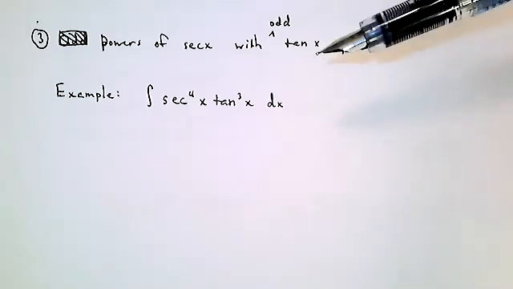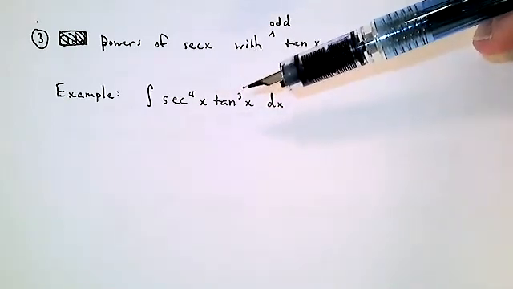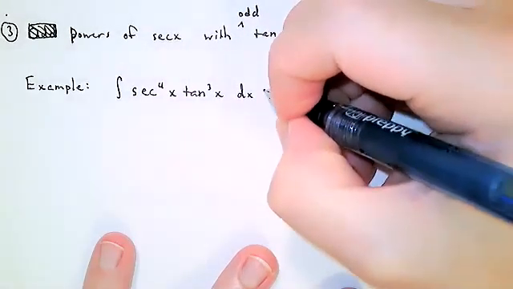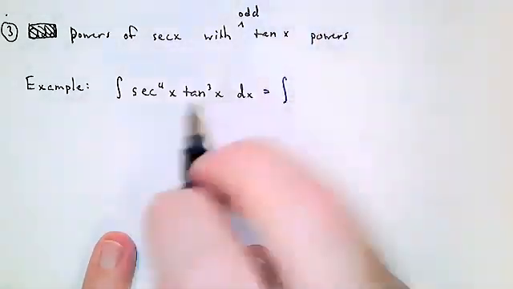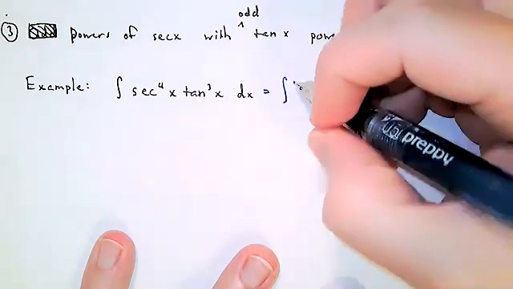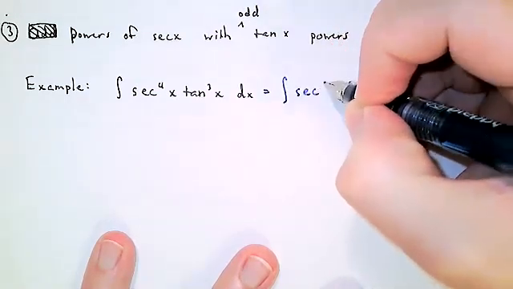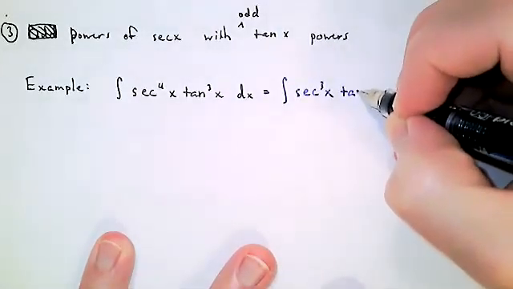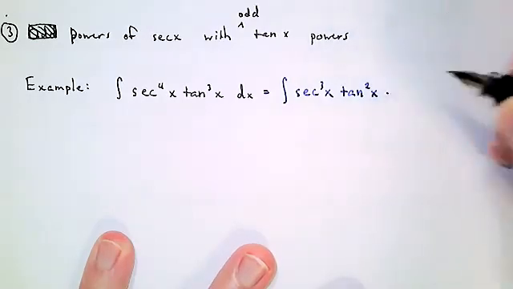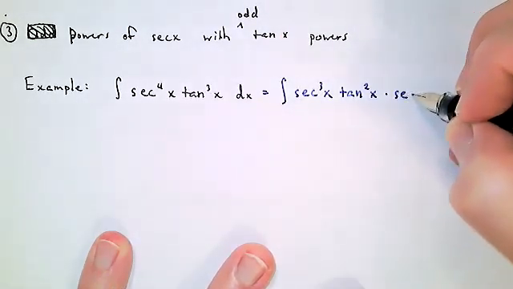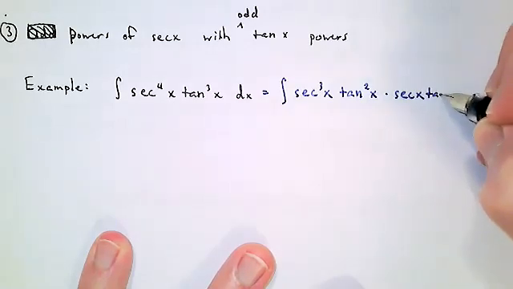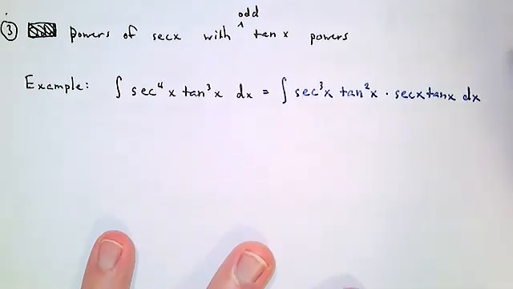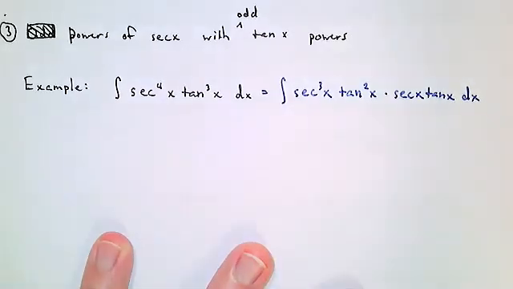This one, we're going to break off a secant and a tangent. And then you'll see maybe in a second why we did it. So if I break off one power of each, what I'm left with is a secant cubed and then a tangent squared. And then I can write down my single power of secant and my single power of tangent. Okay, so you can see what I did. I broke off a secant tangent.